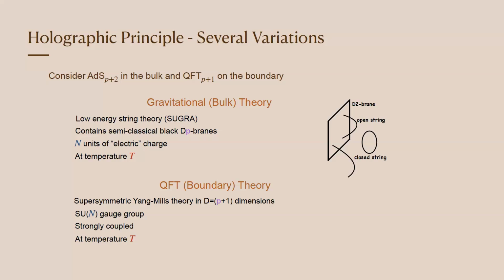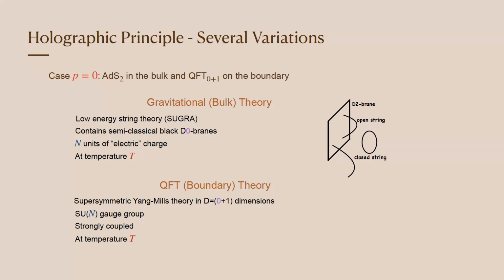On the boundary theory, we have a supersymmetric non-abelian theory, which is the Yang-Mills theory, in p+1 dimensions. This theory has gauge symmetry controlled by this SU(N) group. This theory is strongly coupled, and it's at finite temperature, the same temperature.